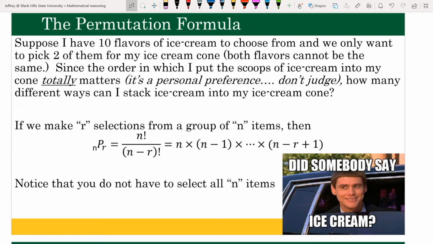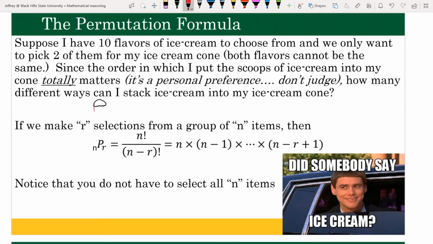The order in which I put the scoops of ice cream into my cone totally matters, because it's a totally different ice cream if you taste strawberry first and then chocolate versus chocolate first and then strawberry, right? The chocolate just takes over the flavor and it's not the same. So, anyways, how many different ways can I stack ice cream into my ice cream cone?